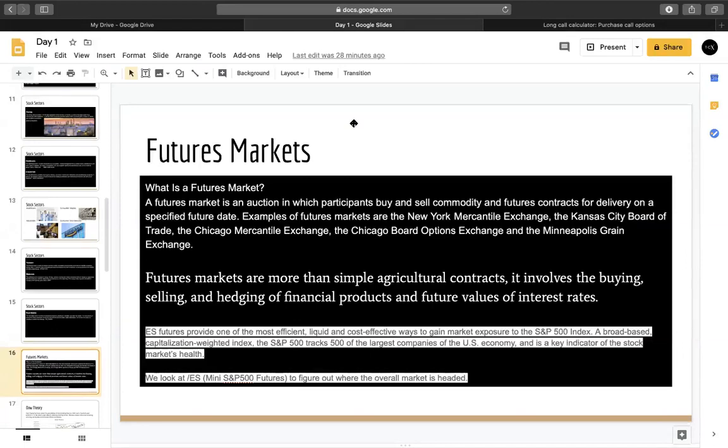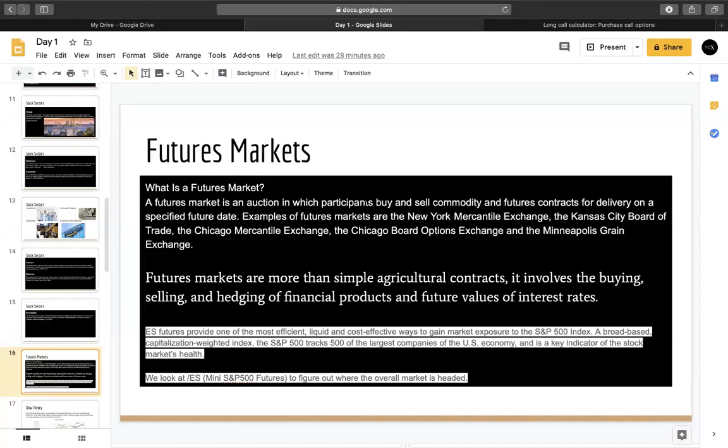Okay. Now the ES, right? The mini S&P 500 futures. Okay. It provides one of the most efficient, liquid, and cost-effective ways to gain market exposure to the S&P 500 index. Right, a broad-based capitalization-weighted index, the S&P 500 tracks 500 of the largest companies of the U.S. economy and is a key indicator of the stock market's health.